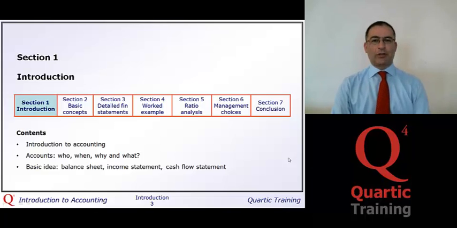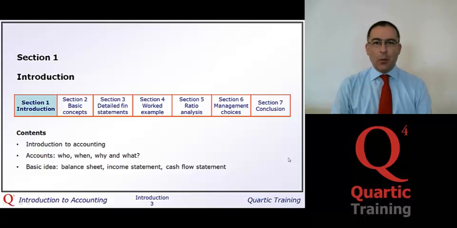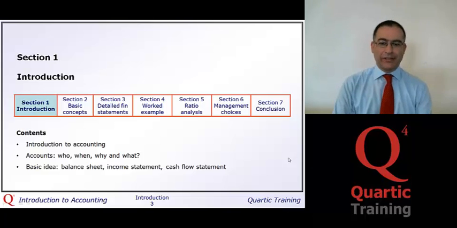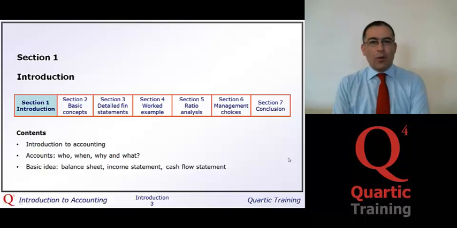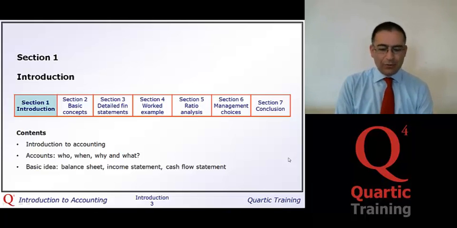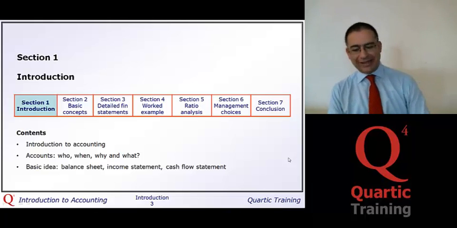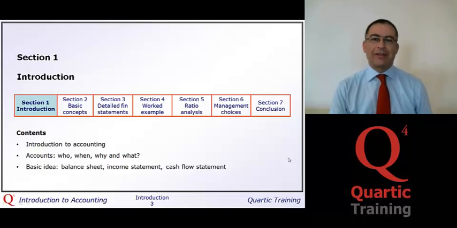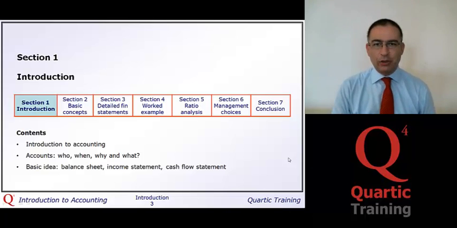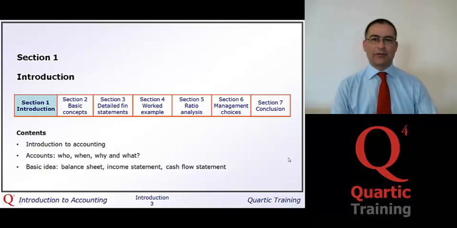Section 1, Introduction. In this section, we're going to be looking at what accounting is all about, why we have accounts in the first place, and what they're trying to tell the world. So, who produces them, when are they produced, why do they exist, and what are they trying to tell us? And we introduce the basic ideas, our main three statements of the balance sheet, income statement, and cash flow statement.